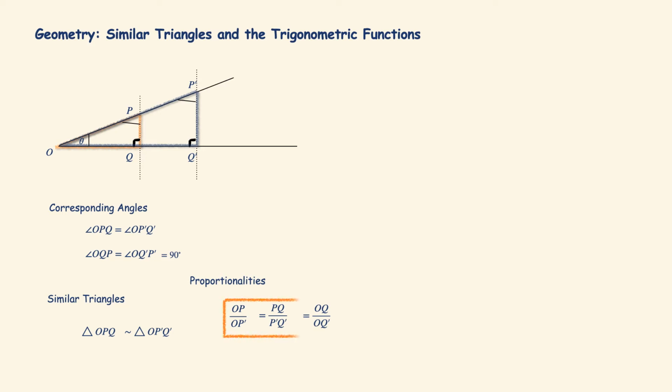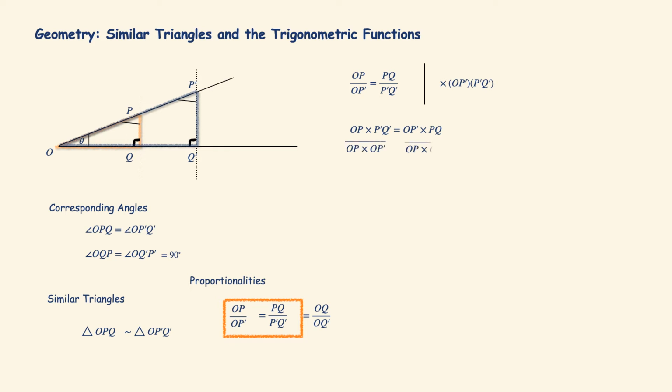So let's focus on the first portion here of these proportionalities. And I'm going to write it down here on top of the screen. That means that the side OP over the side OP prime has to be equal to the ratio between PQ and P prime Q prime. Now, if I multiply both sides by the denominators, OP prime and P prime Q prime, what I'm going to have here is OP times P prime Q prime is equal to OP prime times PQ.